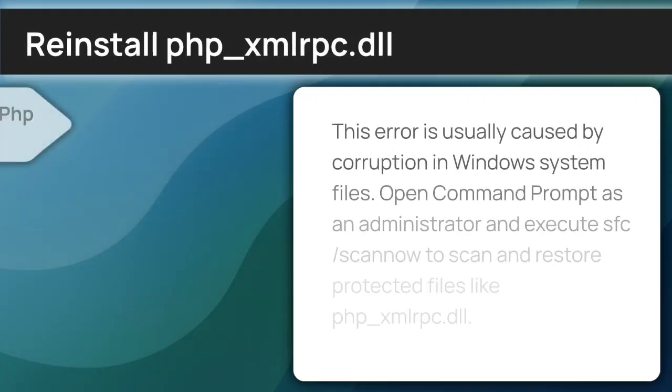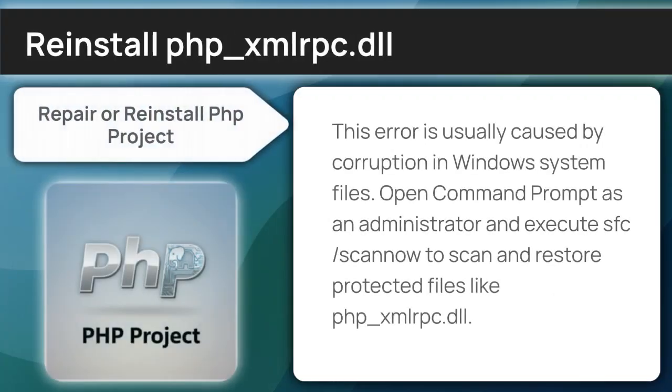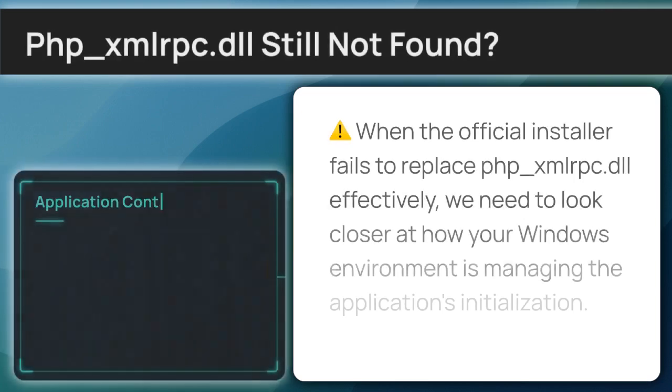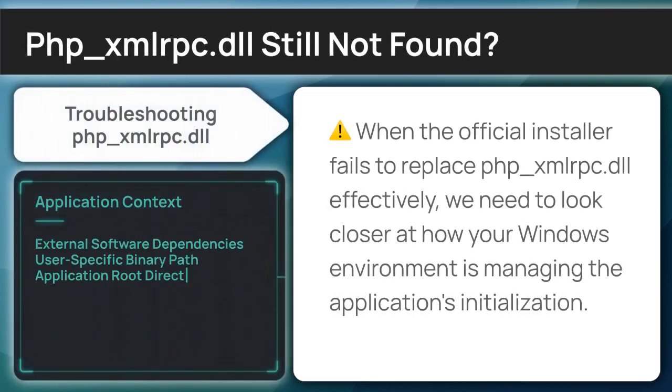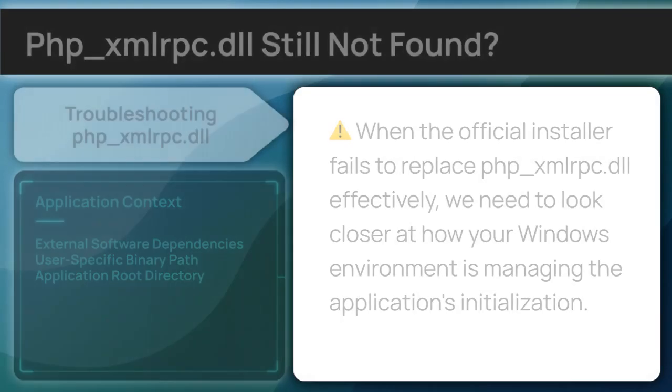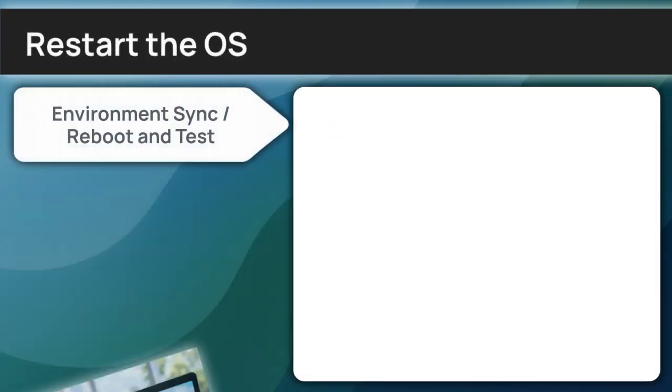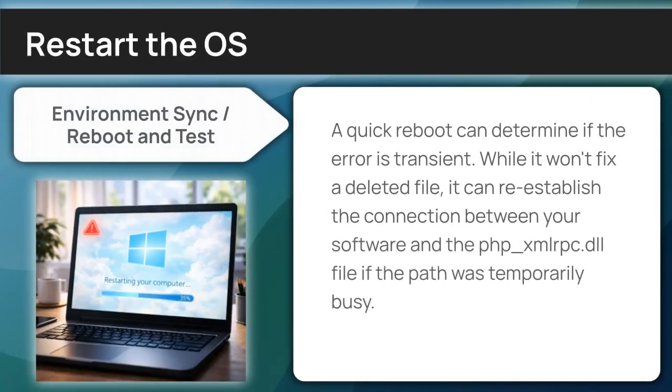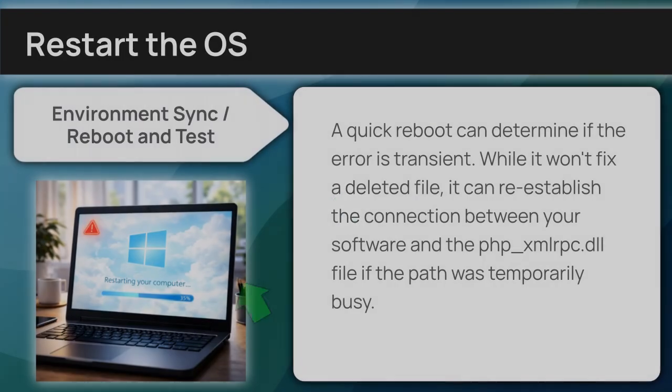This error is usually caused by corruption in Windows system files. Open command prompt as an administrator and execute sfc /scannow to scan and restore protected files like the PHP XML remote procedure call DLL. In cases where the official installer remains ineffective, we must escalate to a manual review of your system's active runtime state. A system reboot is a reliable way to clear away zombie processes that might be interfering with PHP XML remote procedure call. It's a low-impact step that ensures your operating system is starting with a synchronized environment.